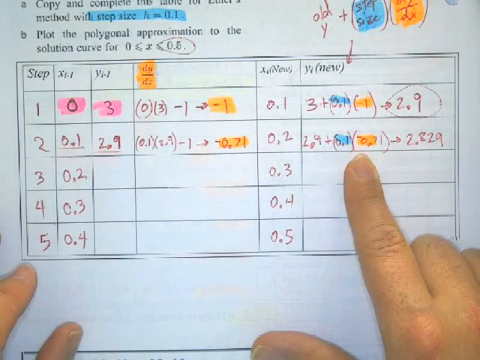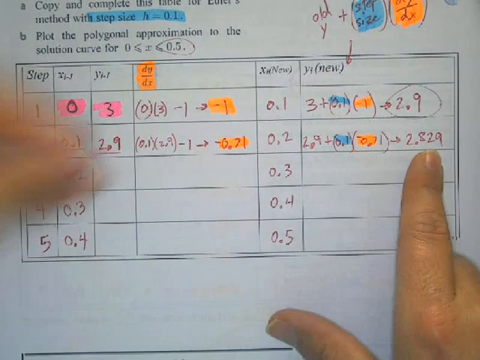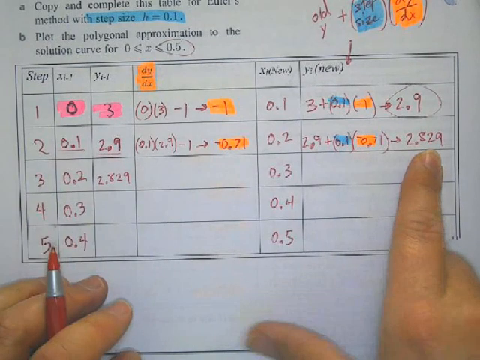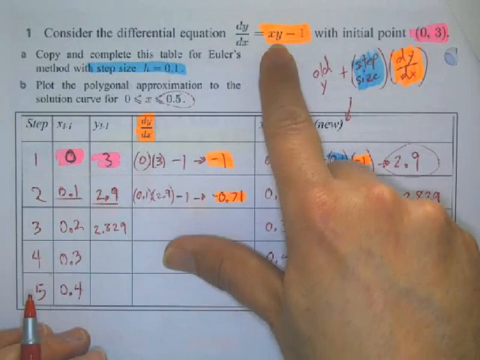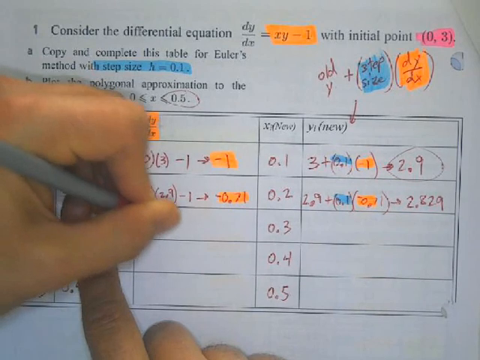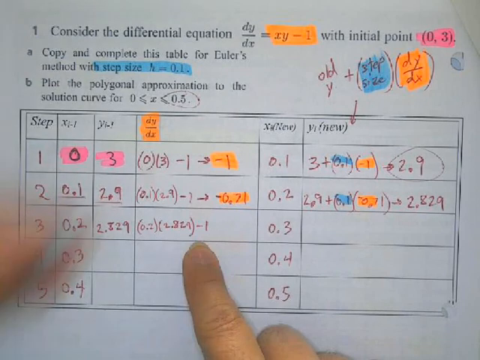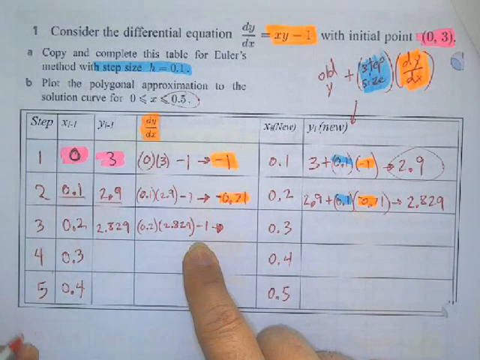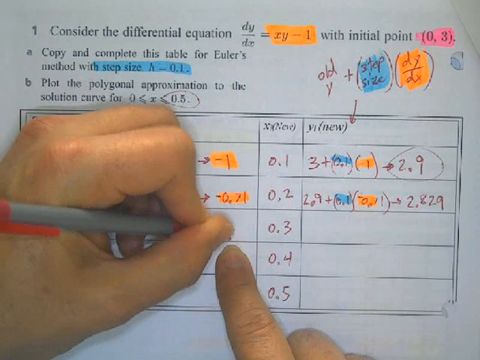Okay, I'll do one more, and then I'm just going to show you the answers. So I'm going to move that 2.829, and then I'm going to use these values to figure out my derivative. The derivative is x times y, so 0.2 times 2.829, and then minus 1, right? And then that's going to give me an answer of negative 0.434.